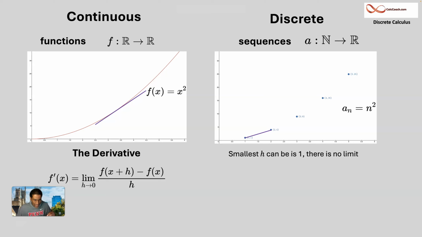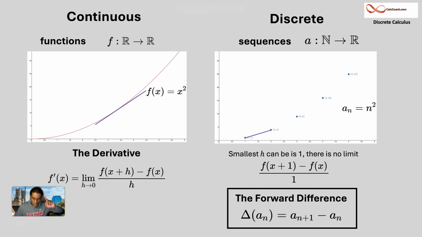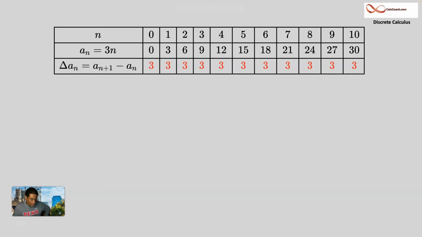And so take that formula, replace the h's with 1s, you got something that looks like this, but put it in the context of sequences, and you have what's called the forward difference, represented by a triangle symbol, and it acts on sequences, and it spits out the difference between the next term and the current term. Forward difference. And it's going to be our discrete analog to the derivative. All right, let's take a look at some sequences.